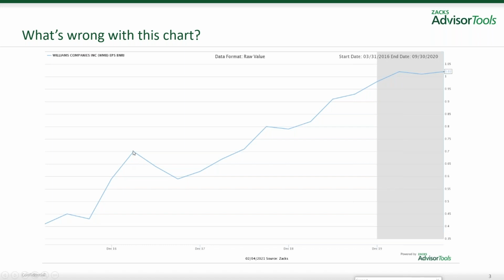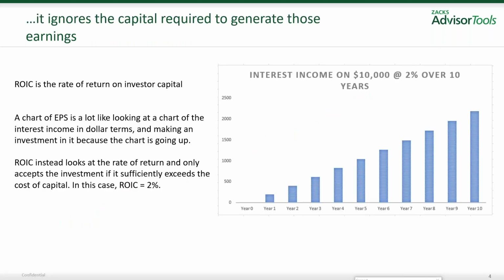What's wrong with it is that it doesn't give us a complete picture of what the return on their capital was. So earnings is one thing, but that's actually a byproduct of the investment opportunities that the company has with the capital that they have. So stated differently, it's ignoring the capital required to generate those earnings. So ROIC is the rate of return on invested capital.